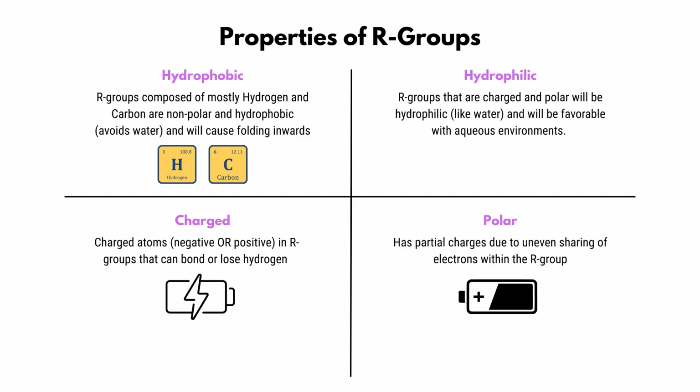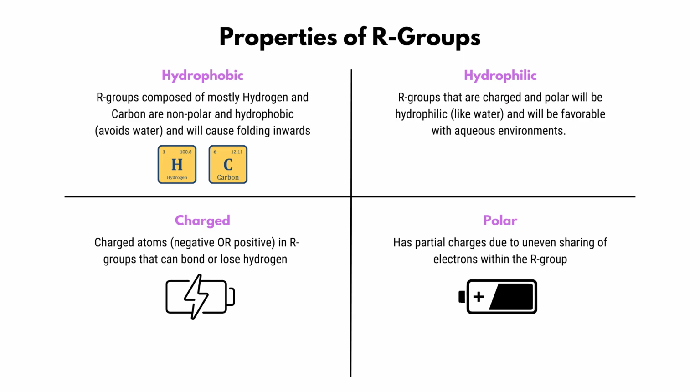These R groups can be hydrophobic when they're mostly composed of hydrogen and carbon, and these cause it to be nonpolar and hydrophobic, meaning it avoids water and it will cause the protein to fold inwards. On the other end, we have hydrophilic R groups that are charged and polar, meaning it likes water and it will be more favorable towards the aqueous environments and fold outwards towards them.